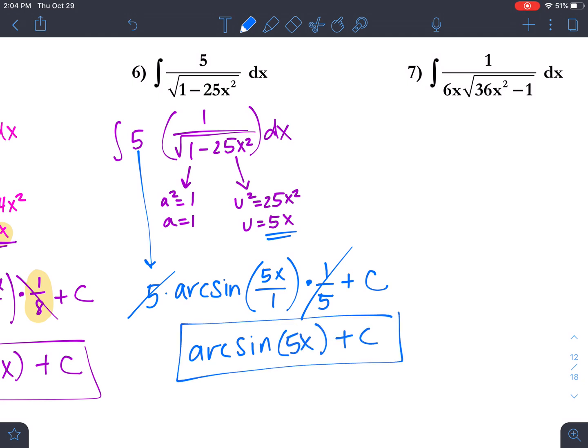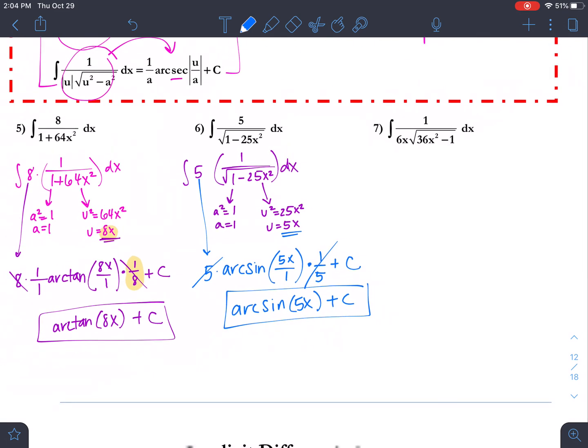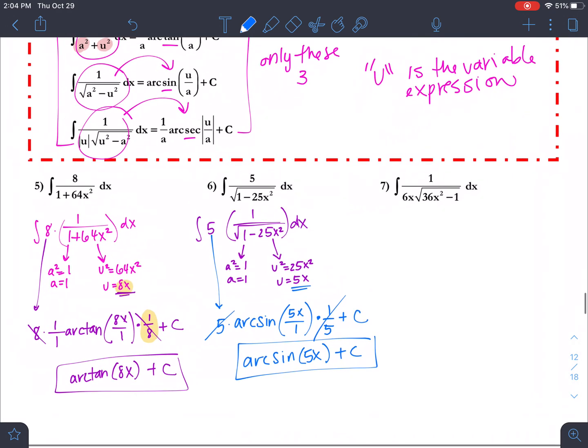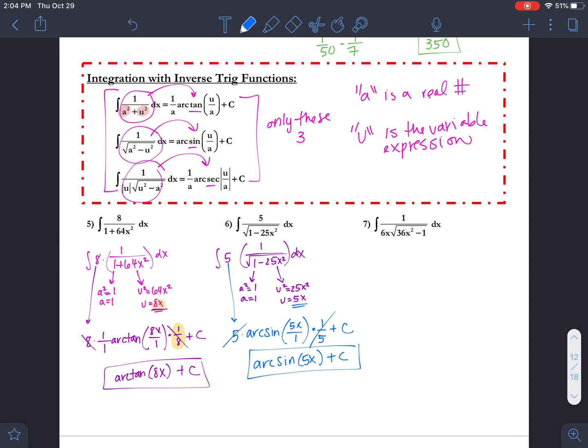Take the derivative to check if you want, and that's how we get that final answer there. All right, so again, take a look at these examples. Start memorizing these flashcards, write them down in your notes, highlight them, put them in a study guide. These 3, along with the 6 derivatives, are the ones you're going to have to memorize. So we'll try number 7 in class.